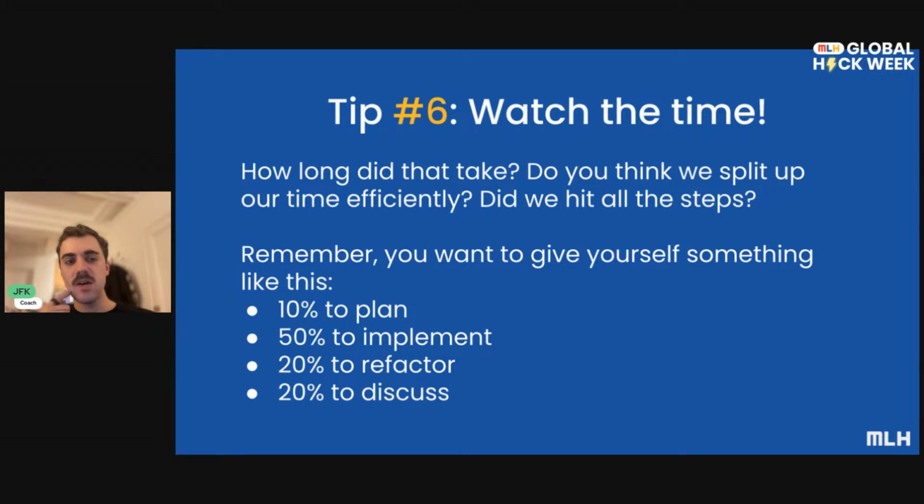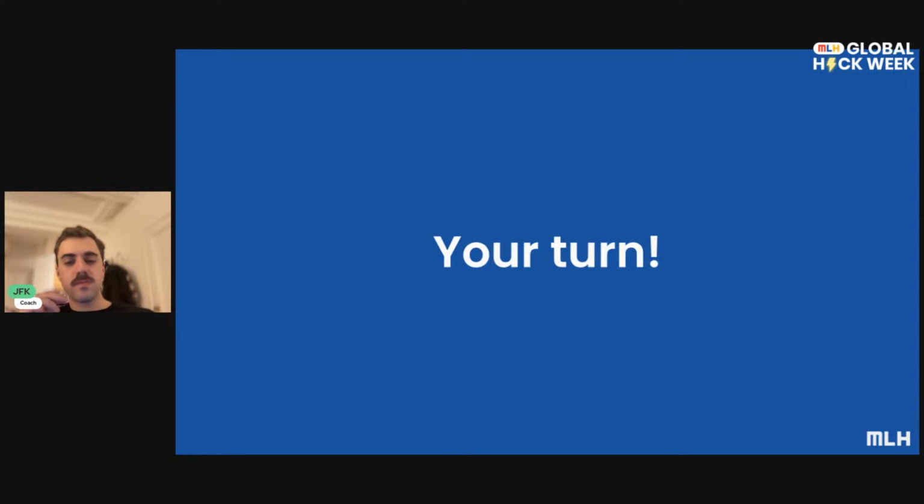And tip number 6, watch your time. Double check how long each one of these things takes. Do you think we split up the time efficiently here? Have we hit all of the necessary steps? I think this is a good rule of thumb, though generally you may want slightly more time to plan, maybe 10 to 15. But like 10% to plan, 50% to implement, 20% to go back through and refactor, and then 20% again to go through and discuss what your solution ends up being in practice.